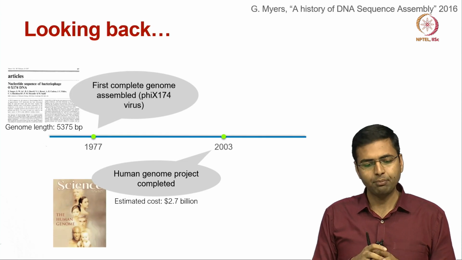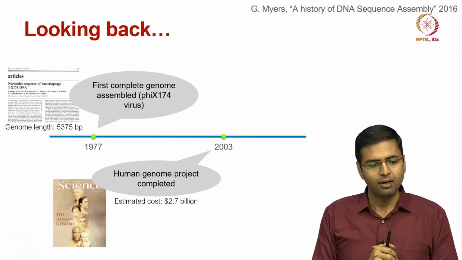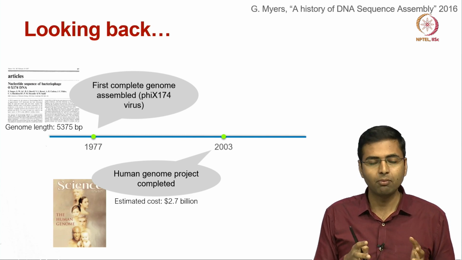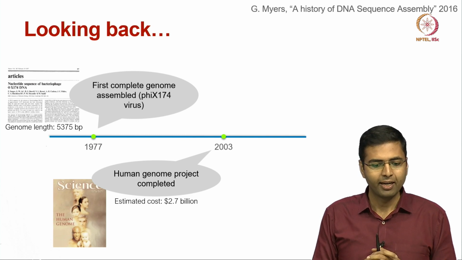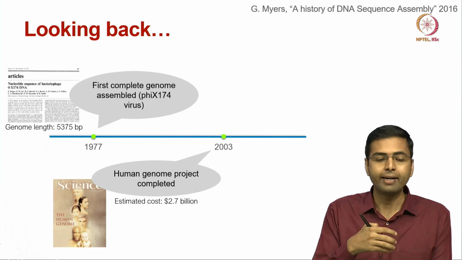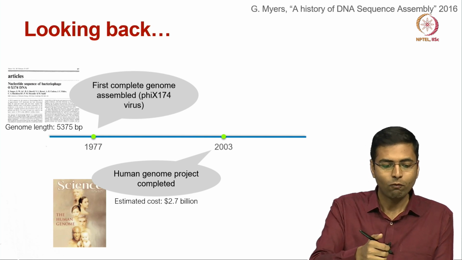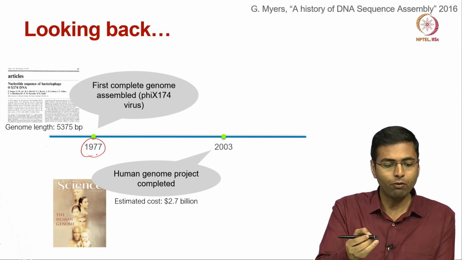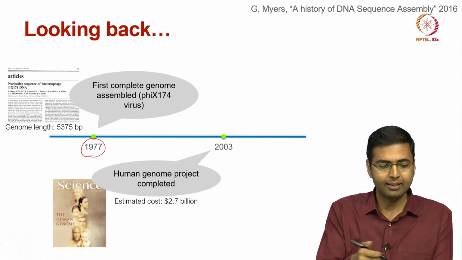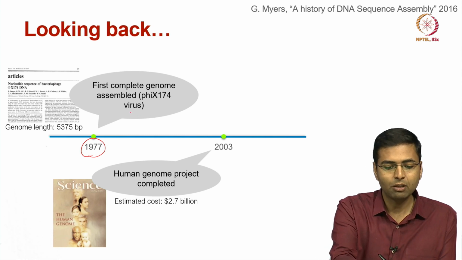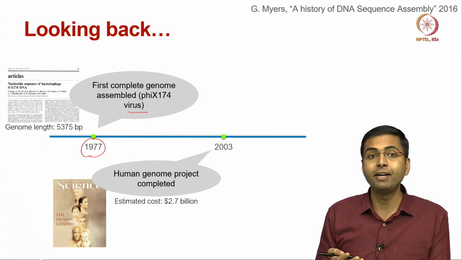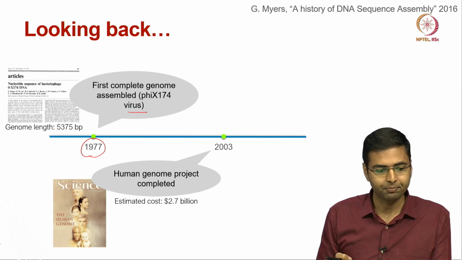Let me show you also some history of this problem. I would say that the genome assembly problem is about 50 years old. In fact, the first attempt to assemble a genome was in 1977, when a small genome of length 5000 bases was assembled. This was a virus genome that was assembled in 1977 using Sanger sequencing.